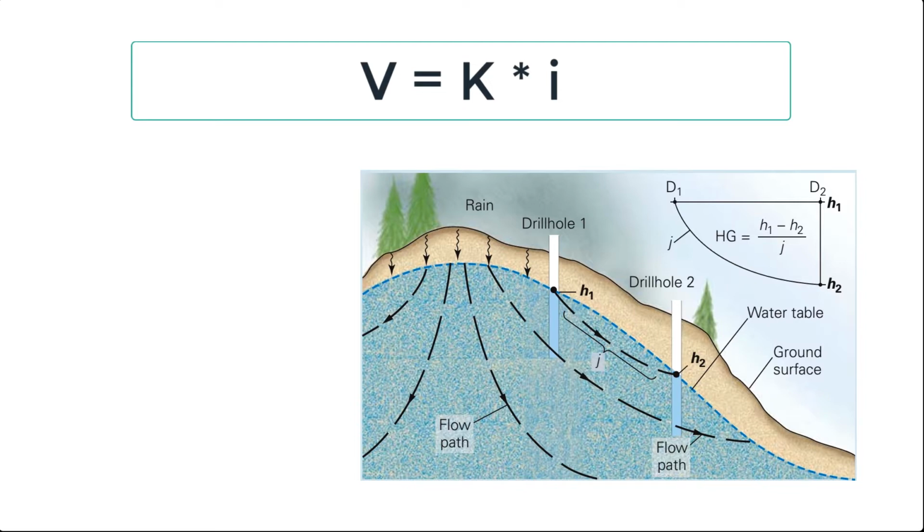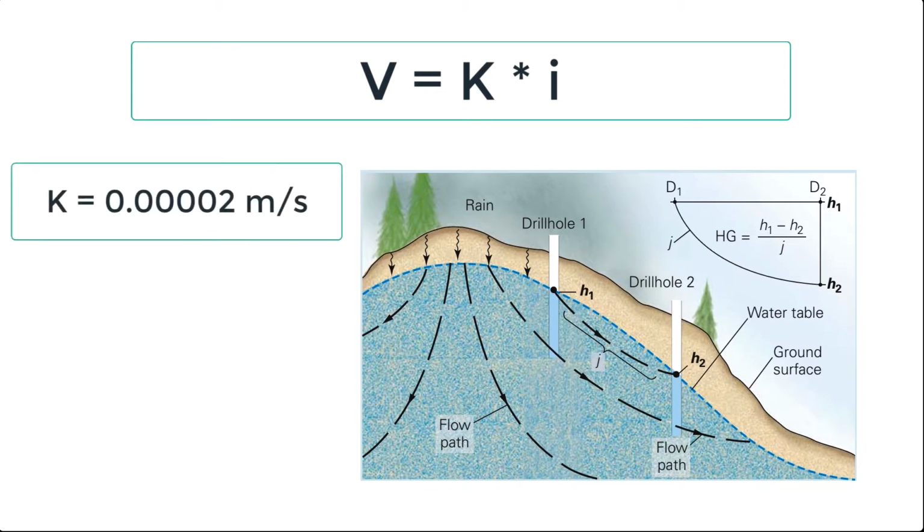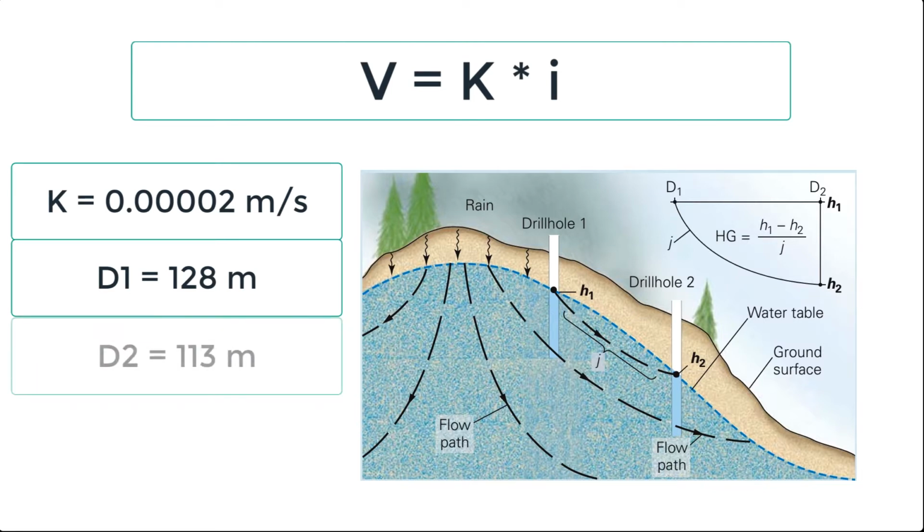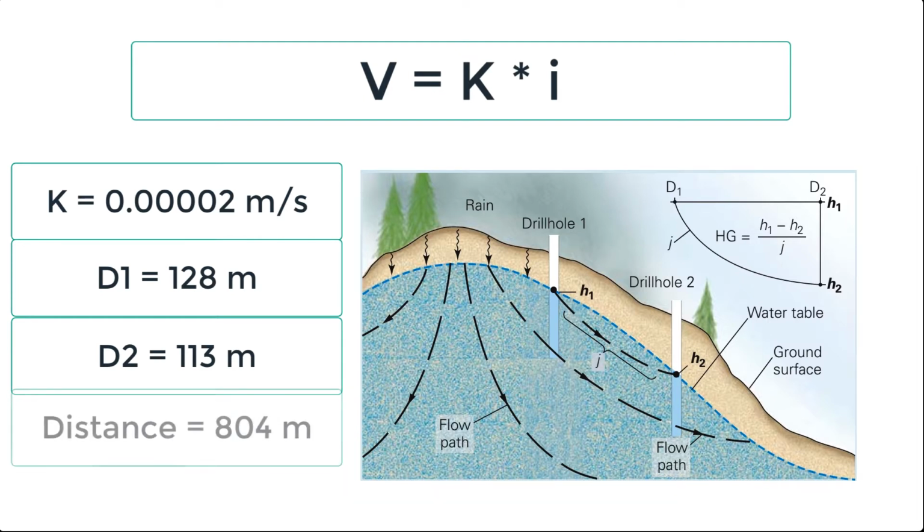Now the materials that are comprising the hill have a hydraulic conductivity of 0.00002 meters per second. The elevation at the top of the hill is 128 meters above sea level. The elevation at the bottom of the hill is 113 meters above sea level. And the distance between the 2 points is 804 meters.